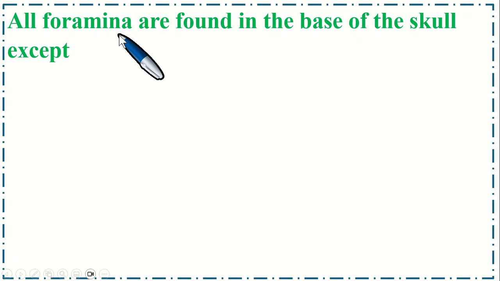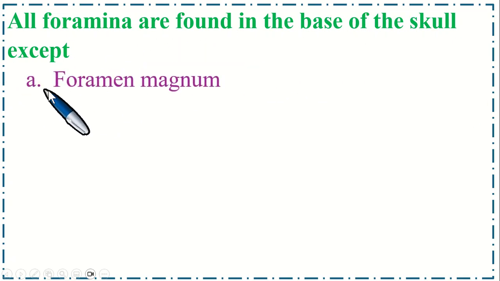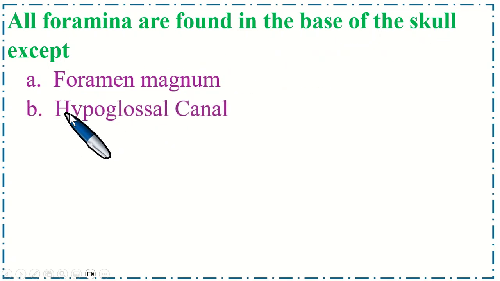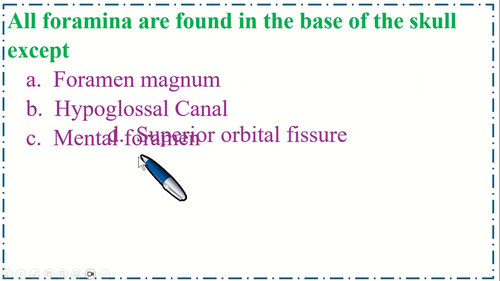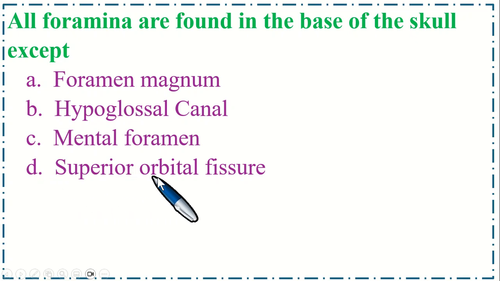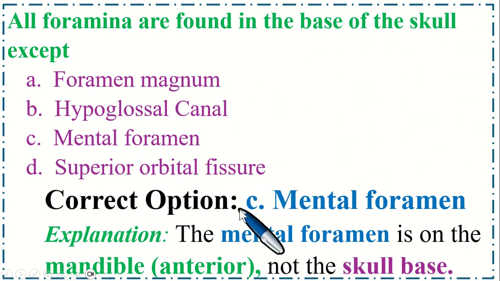All foramina are found in the base of the skull except: option A, foramen magnum; B, hypoglossal canal; C, mental foramen; and option D, superior orbital fissure. So the correct option is C, mental foramen. The mental foramen is on the anterior side of the mandible, not the skull base.